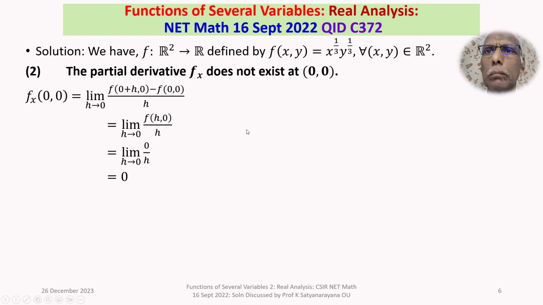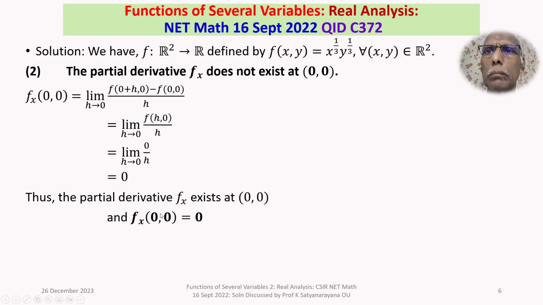So this tells us that the partial derivative of f with respect to x at 0, 0 exists and its value is 0. That is, f suffix x at 0, 0 is 0. And we require the partial derivative of f with respect to y at 0, 0 for the discussion of the differentiability of the function at the origin in a subsequent option. So in option 2 it is given the partial derivative f suffix x does not exist, but it exists. Therefore, option 2 is not true.